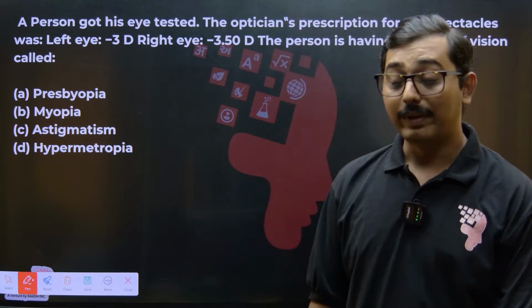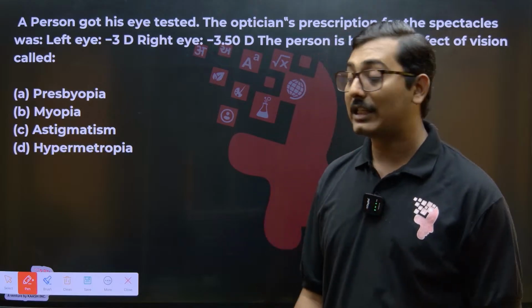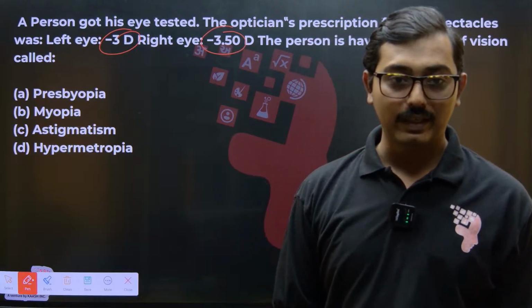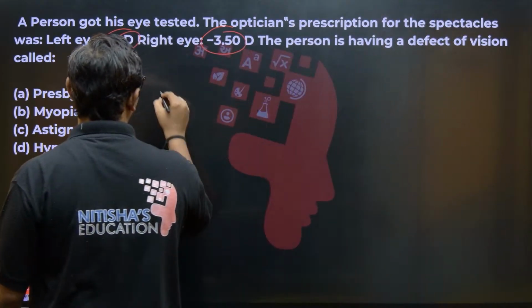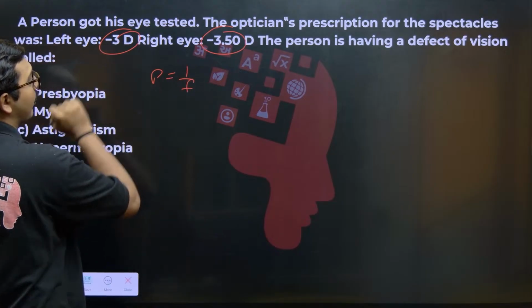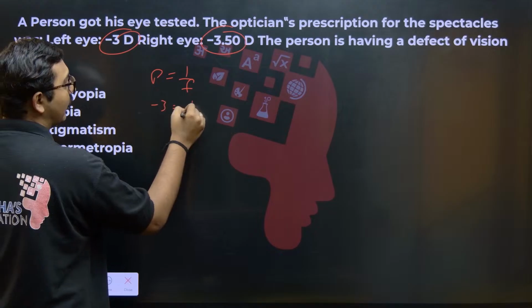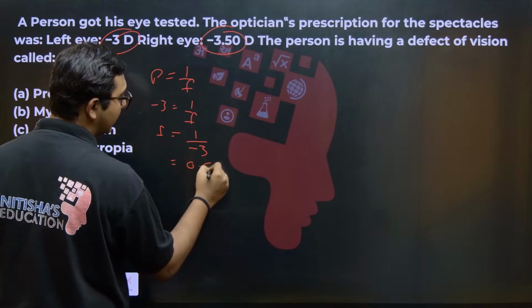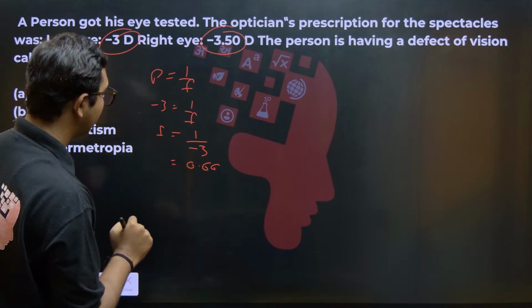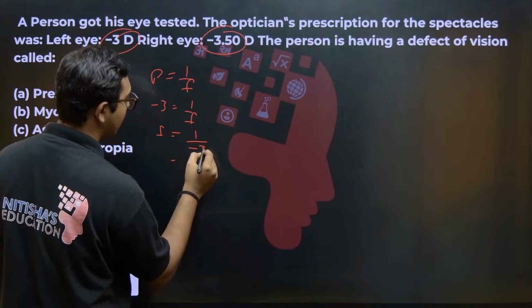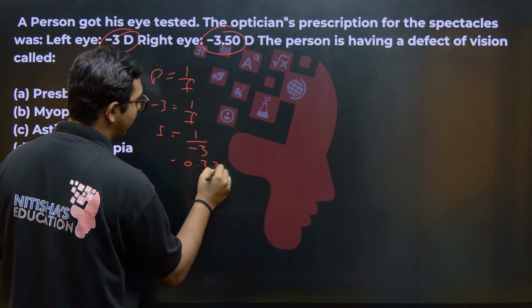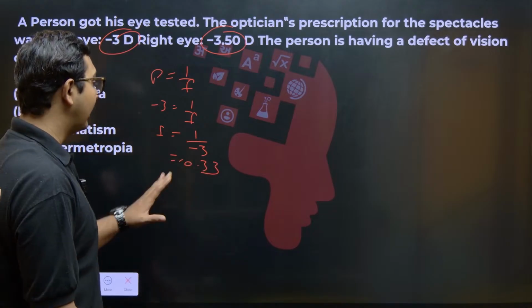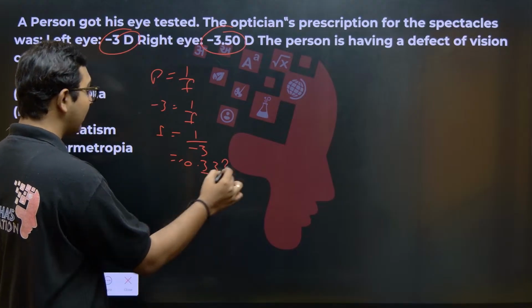As we are aware of the power, we can find the focal length of the eye. P is equal to 1 over F. Let us find it for -3. Then -3 is equal to 1 over F. F is equal to 1 over -3, which is equal to 0.33 something. Negative 0.33, and this is in meters.